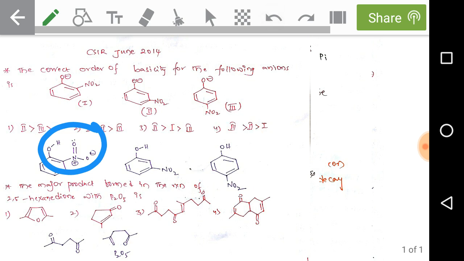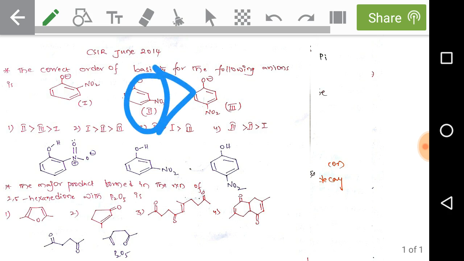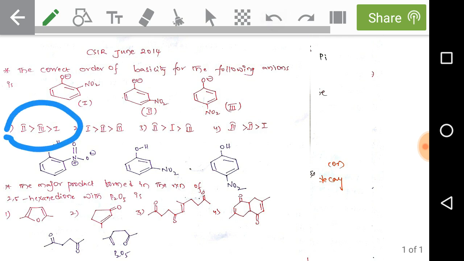Since there is more acidity in the first conjugate acid, its base should have the least basicity. That's why, between the first and third anions, the first anion has the least basicity, so the second anion has greater basicity than the third, and the third has greater basicity than the first anion. Now just check the options. The first option, the second anion, has greater basicity than the third, and the third greater than the first.